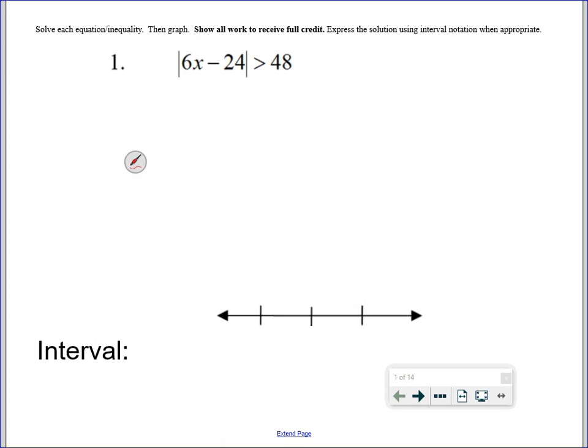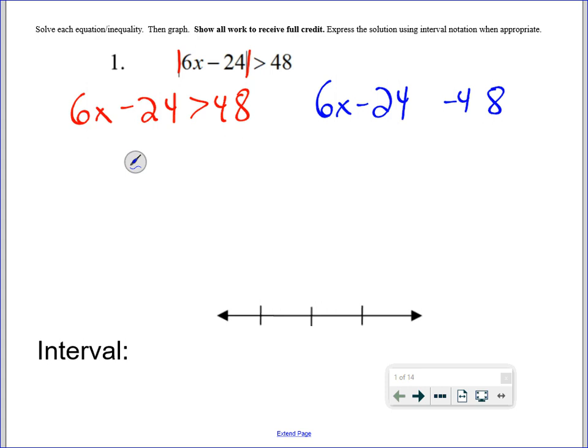So the first up is this inequality, and it says solve and show all your work to receive full credit, express the solution using interval notation when appropriate, and we have to graph it. So remember, when we have absolute value, that means that when we solve it, we're really going to solve two different equations. There is the positive version, and there is the negative version. But when we do the negative version, we have to flip the inequality. So we solve them each one at a time.